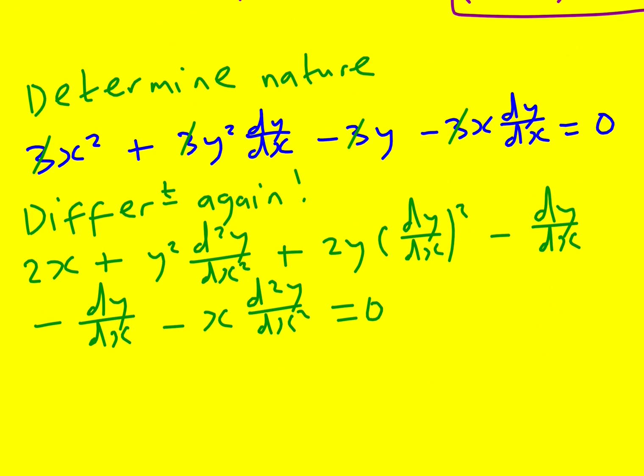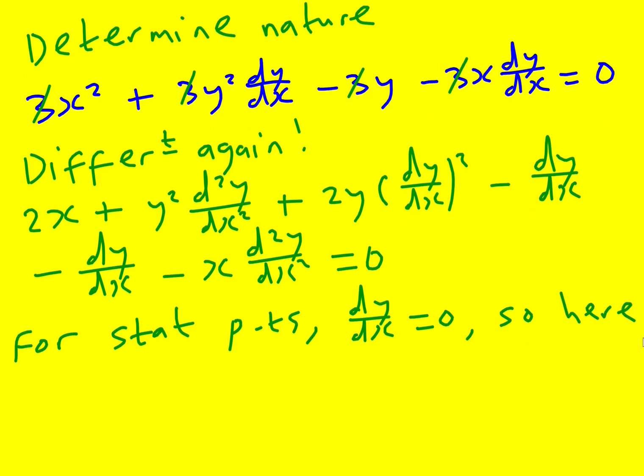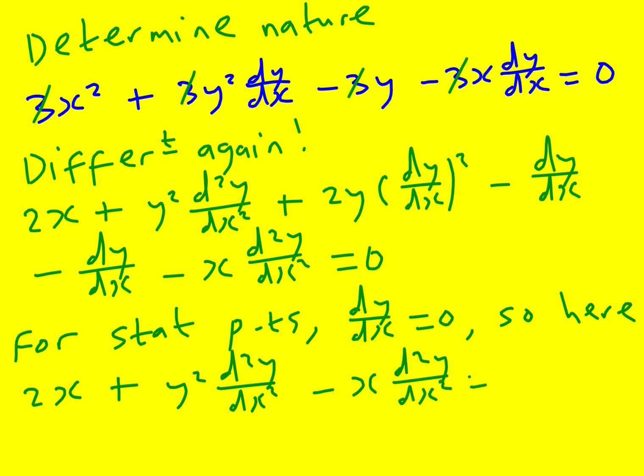What should I do first? Well, remember, for stationary points, we're only interested in the second derivative at the stationary points. Dy by dx is 0. So here, 2x plus y squared d2y by dx squared minus x d2y by dx squared is 0.